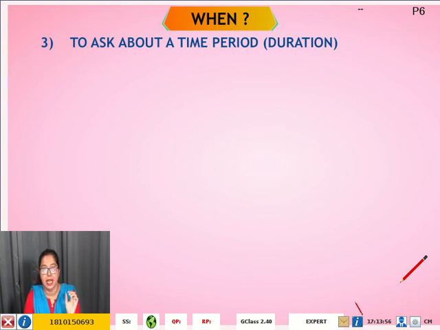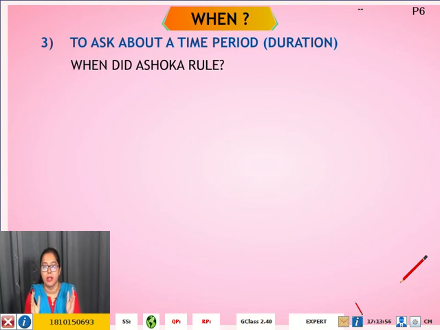Let's see an example so you will understand this particular usage. When did Ashoka rule? Here in the answer, what do we want to know? We want to know from what time period to what time period Ashoka ruled, isn't it? So what is the question here? The question here is: when did Ashoka rule? This is one example. Here when is highlighted, you can see.